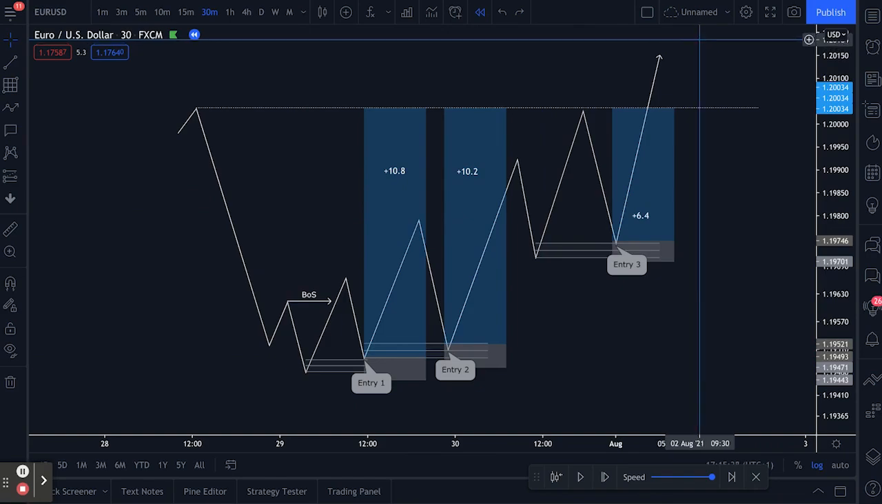Now, not every trade is going to work out perfectly. Not every trade is going to hit the take profit. So how do we actually manage our stop losses to make sure we get the most out of every single trade we take?